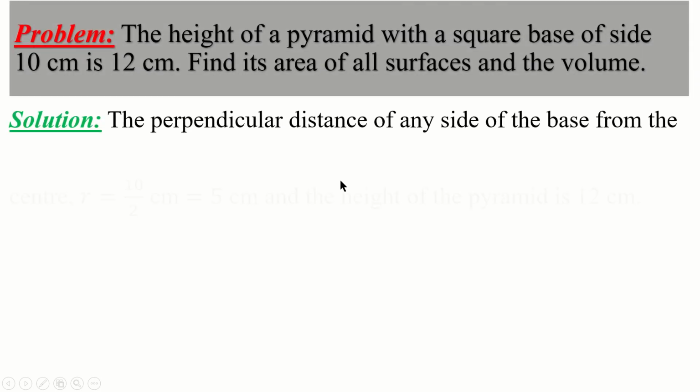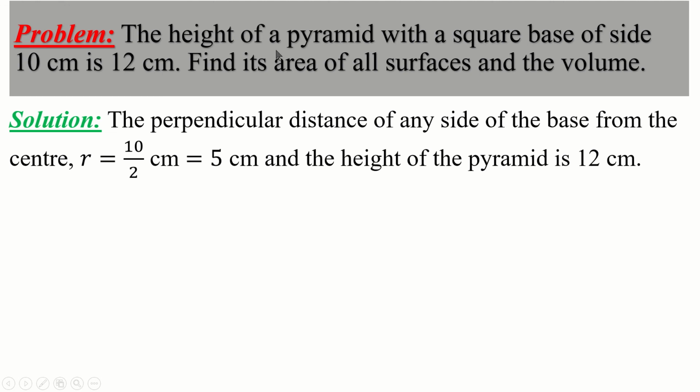Problem: the height of a pyramid with a square base of side 10 cm is 12 cm. That means the square base has side 10 cm, each side of the base is 10 cm, and the height of the pyramid is 12 cm. As the base of the pyramid is a square region, the area will be side square, 10 square. Find its area and volume.